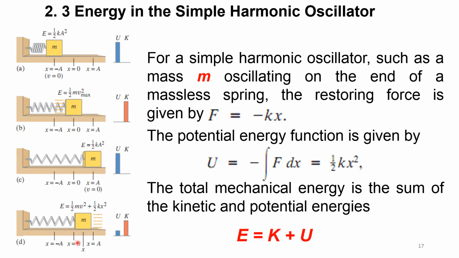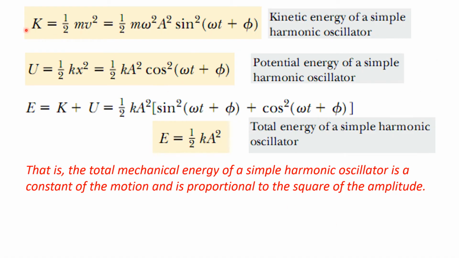When the body is between the equilibrium position and the amplitude, the mechanical energy is equal to the kinetic energy plus the potential energy, where the total mechanical energy is the sum of kinetic energy and potential energy. Here, the kinetic energy is equal to half of the mass times the square of the speed, 1 over 2 m, and the speed is omega a, so omega squared a squared sine squared omega t plus phi. Potential energy equals 1 over 2 k x squared, which is equal to 1 over 2 k a squared cosine squared omega t plus phi. If we add the potential energy and kinetic energy, we find that the total mechanical energy equals 1 over 2 times the product of the spring constant and the square of the amplitude.